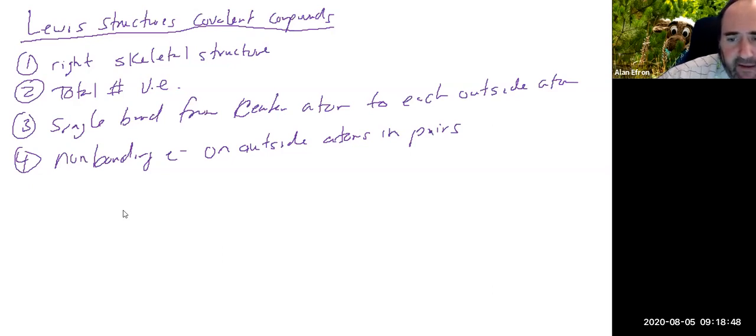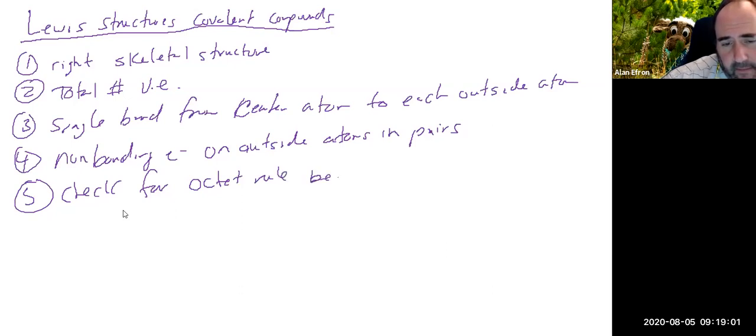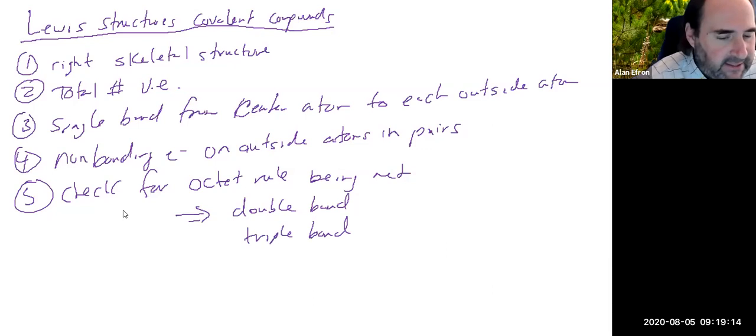And then if you still have some left over, you want to go to the center atom and put them on in pairs. And then lastly, you want to check for the octet rule being met. And if it's not, that is where you typically want to double bond or triple bond to fix it. As we talked about, usually you don't want to double bond or triple bond right out of the chute. You want to save it for a situation where you need to fix something that may be incorrect.